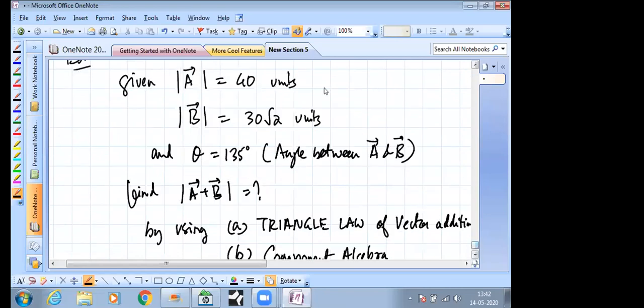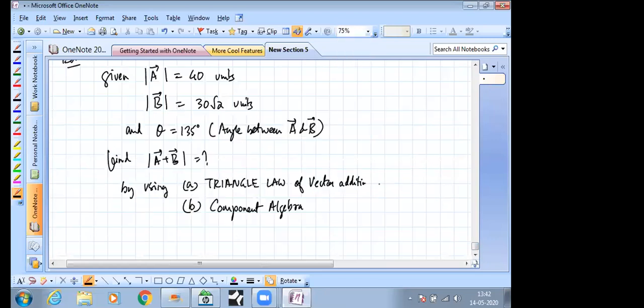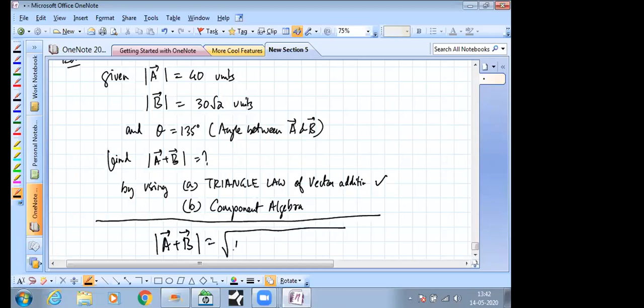Okay. So just take down the parameters of the question. I will work it out for you. In fact, why don't you do this? Try this out yourself. Use the triangle law. So I'll just remind you what the triangle law is. According to the triangle law statement, mod of the resultant of two vectors is square root of A square plus B square plus 2AB cos theta.